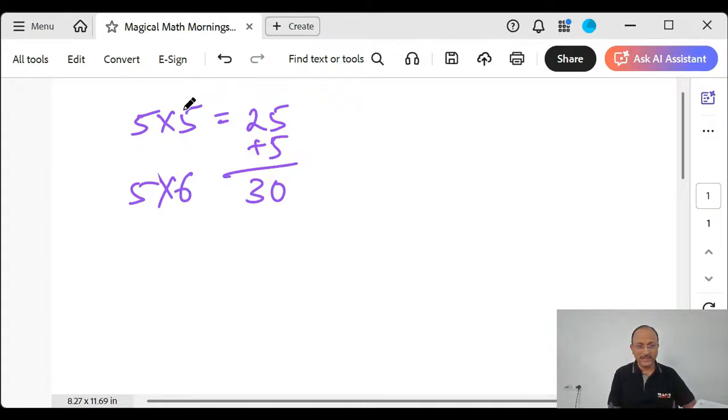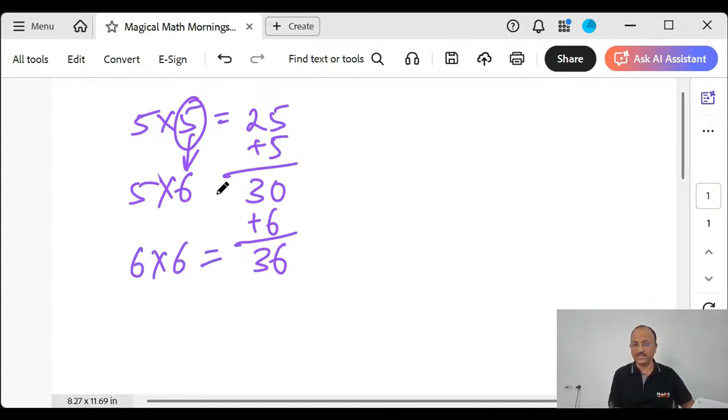That means you multiply 5 with its successor, you get the product. Suppose you add 6 to this number. What do you get? 6 fives are 30. So one more 5 if you add, what will it become? It becomes 6 sixes, correct? 6 sixes are 36. So the same trick we are going to use here. Whenever you want to find the square of a number, if you know 5 square, to find 6 square, what do we do? You add 5 first and then you add 6.